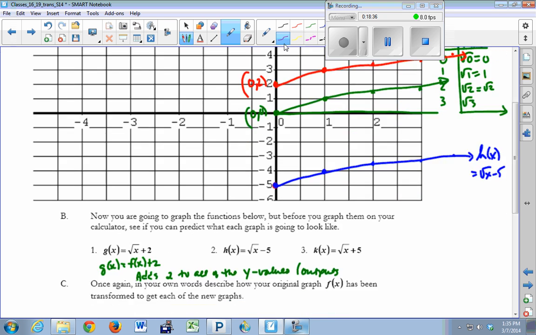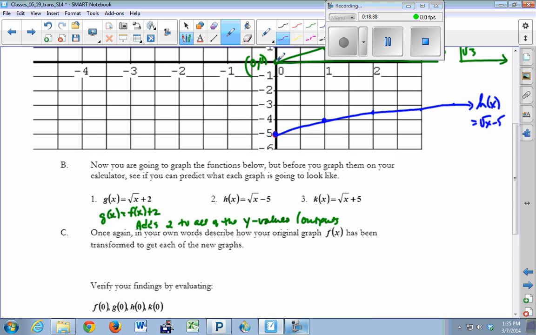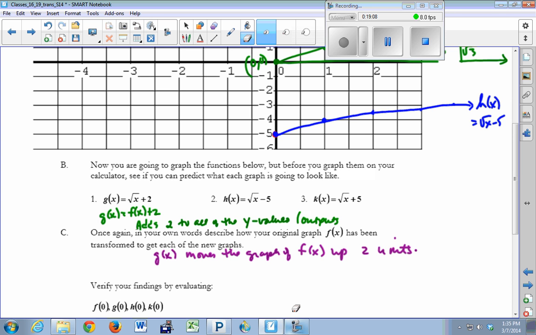So similarly, if we were to describe what happened to our functions, let's say g of x moves the graph of f of x up 2 units, just like we found in the first example with the x squared situation.